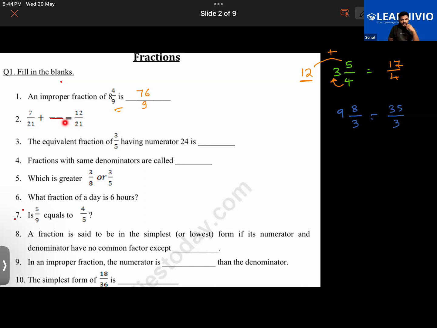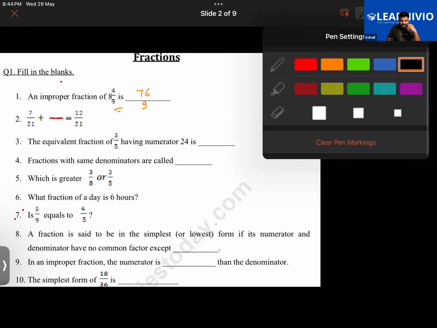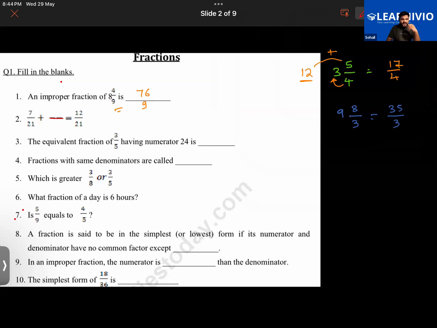And we know that two like fractions can be added in a very easy manner. Say, for example, you have 3 upon 5 and 4 upon 5. We can add them very easily without the need to take the LCM and go through a lengthy process. We can simply add the numerators. Since the denominator is the same, that is 3 plus 4 upon 5, which becomes 7 upon 5. Are you getting it?